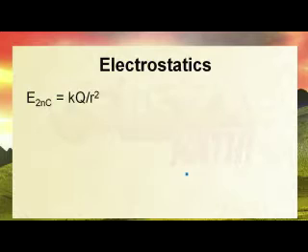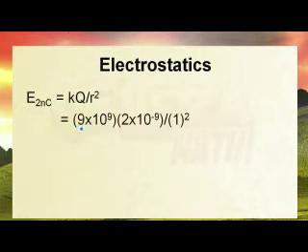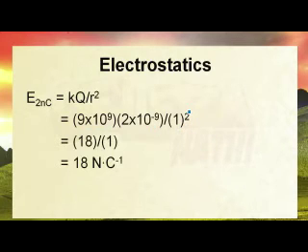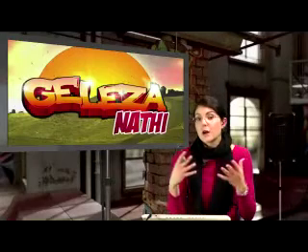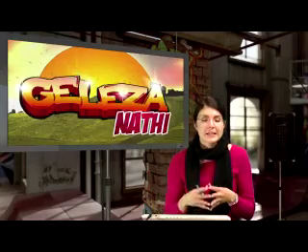So when I'm going to be filling in my values, still I'm going to have k, which is 9 times 10 to the power of 9. I need to convert the 2 as well to times 10 to the power of negative 9, and I do not include my negative sign in the front, and my distance, as we said, is just 1, and that needs to be squared. So at the end, simplified gives me 18 newtons per coulomb, and in this case the direction was also towards the left.